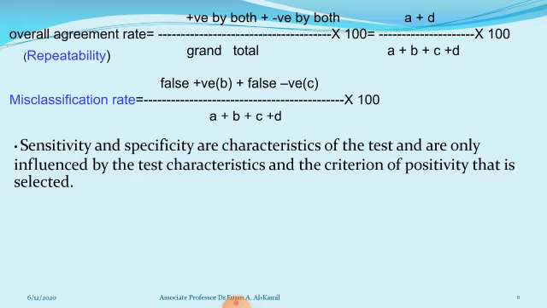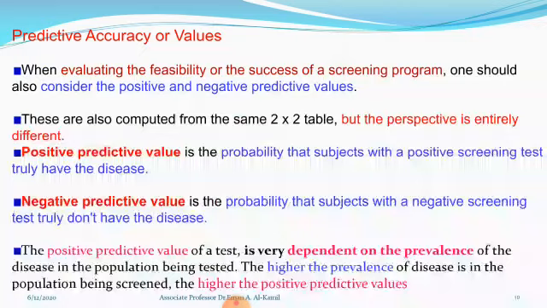The misclassification rate is equal to false negative plus false positive, divided by the grand total and multiplied by 100. The sensitivity and the specificity are characteristics of the test and are only influenced by the test characteristics and the criterion of positivity that is selected. Predictive accuracy or predictive values.